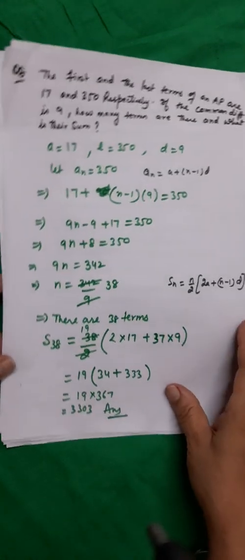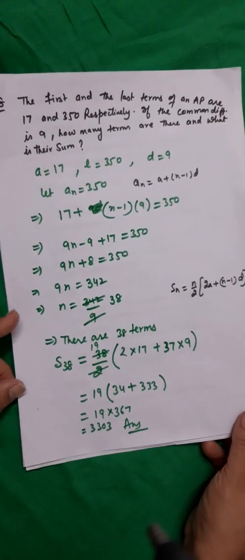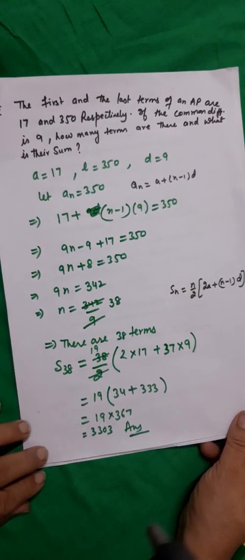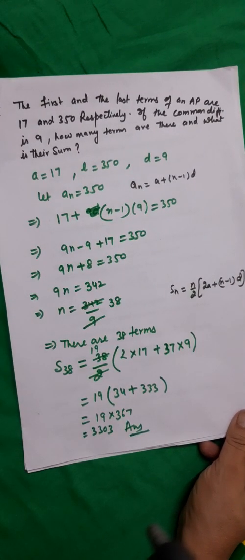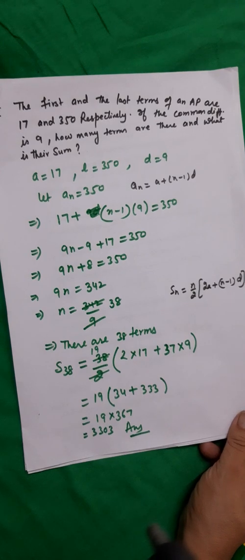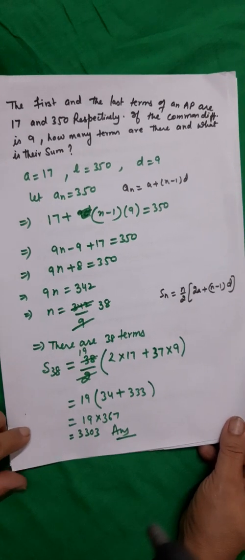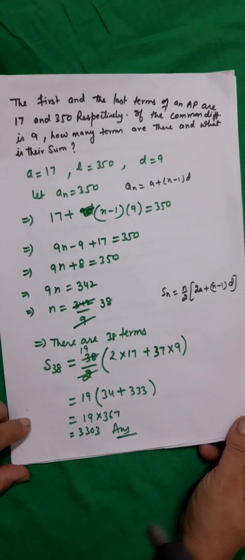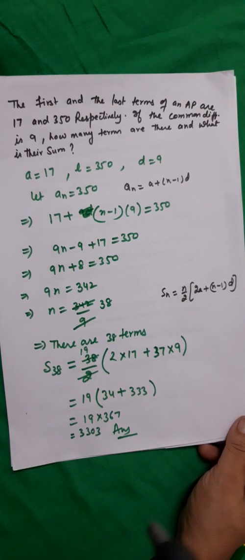Now let's come to question number 8. The first and last terms of the AP are 17 and 350 respectively. If the common difference is 9, how many terms are there and what is their sum?